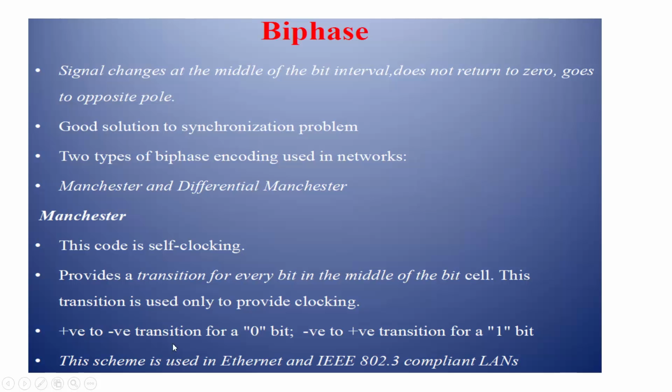Now let's look at how the zeros and ones will be represented. A positive to negative transition will represent a 0, and a negative to positive transition will represent a 1. This is known as Manchester encoding. The scheme is used in Ethernet and IEEE 802.3 compliant LANs. It's a very prevalent and very important kind of encoding strategy used in digital communication systems.